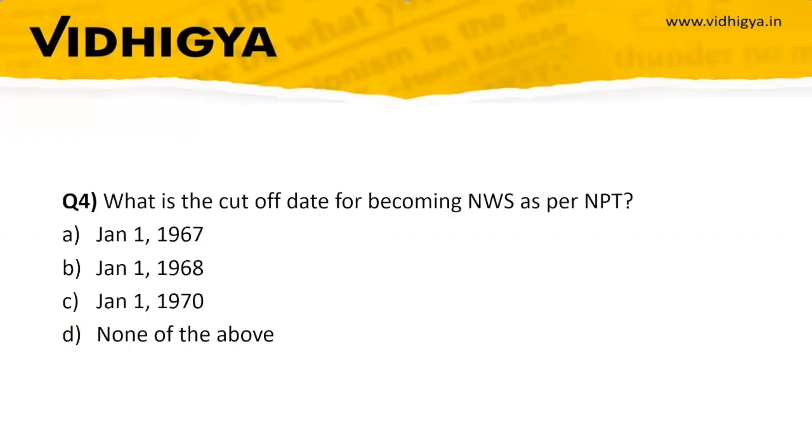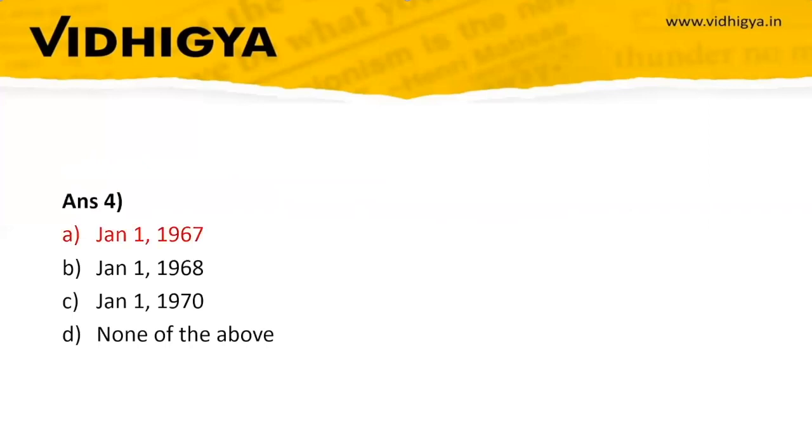Question 4, what is the cutoff date for becoming a nuclear weapon state as per NPT? Your options are January 1st, 1967, January 1st, 1968, January 1st, 1970. Option D, none of the above. Correct answer is January 1st, 1967.